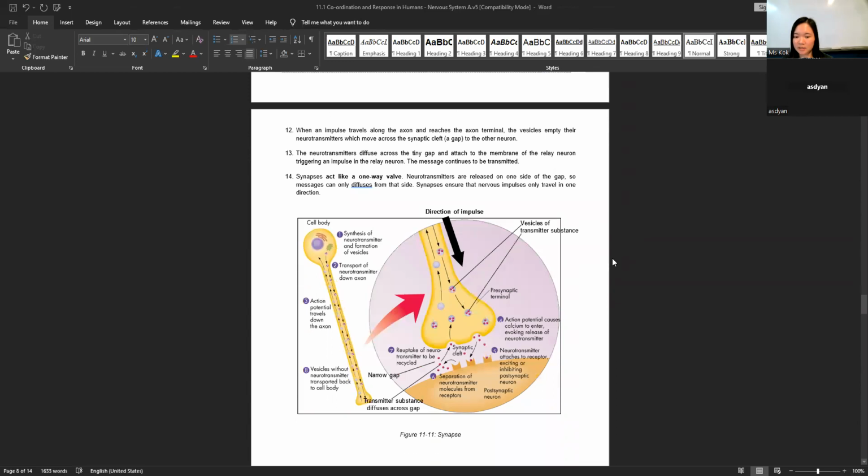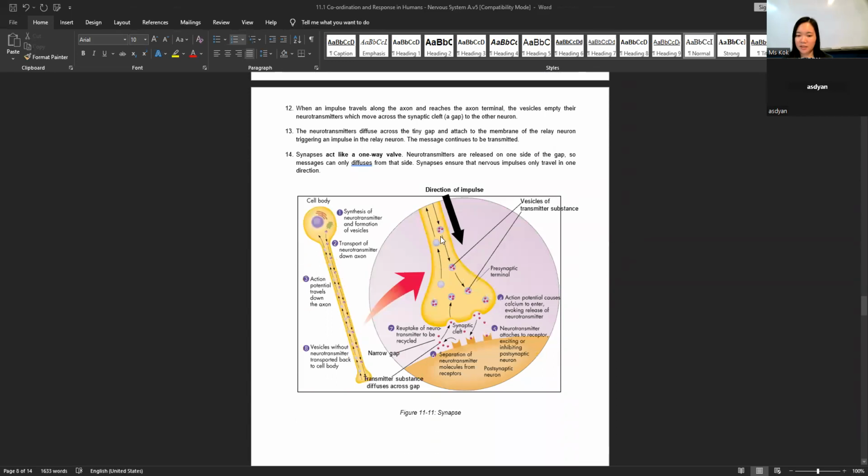So we'll be looking at the synapse. Here, this one is basically the end of the nerve fiber. Say this one is the sensory neuron. At the end, the electricity arrives, the electricity transmits and finally reaches the end. When it reaches the end over here, what will happen? Let's take a look at 1, 2, 3, 4 and follow the diagram. Number 1, synthesis of neurotransmitter and formation of vesicle.